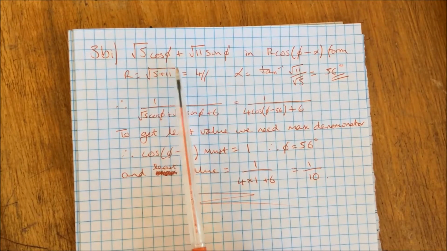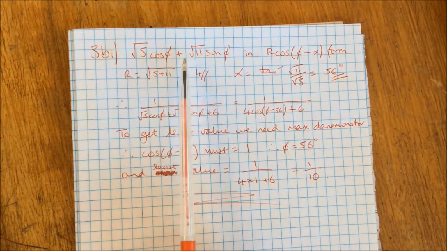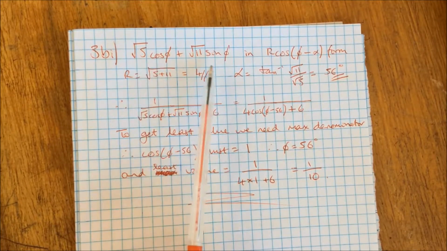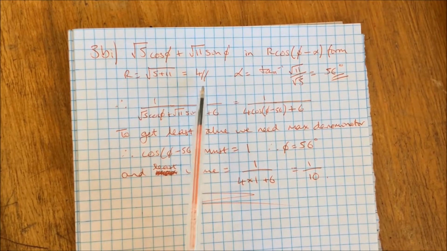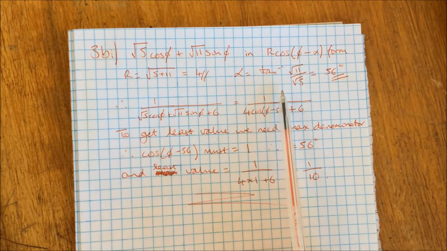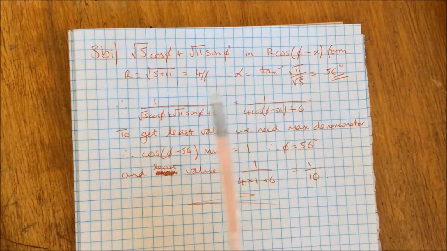We've got root 5 cos x plus root 11 sine x. Obviously square, add, root the coefficients to get R. That's a nice and easy one. Root 5 plus root 11 all squared is 16. Square root of that is 4. Because it's the cos one, alpha is tan to the minus 1 of b over a. So tan to the minus 1 of root 11 over root 5 equals 56.